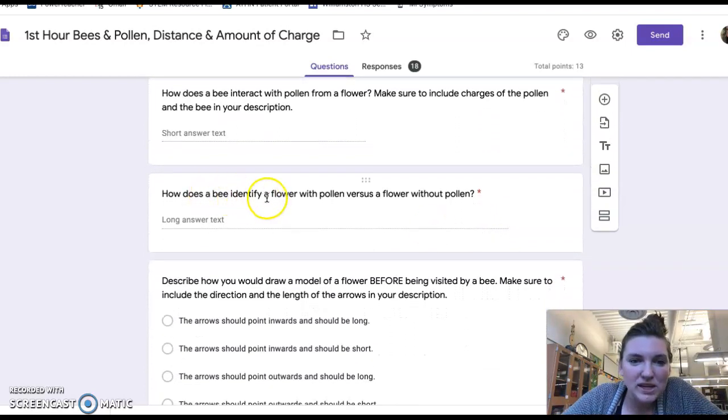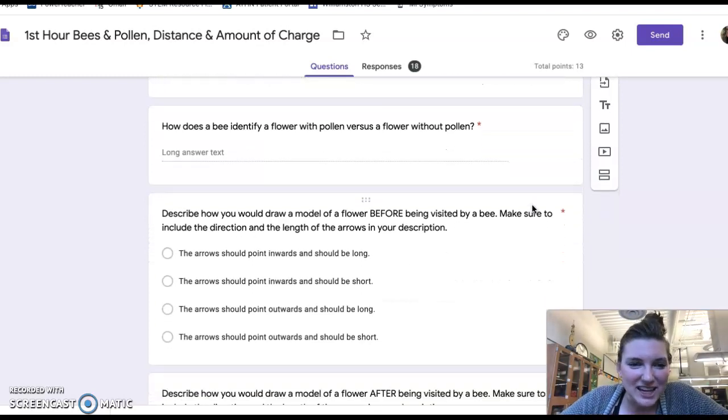So how does a bee identify a flower with pollen versus a flower without pollen? A bee is sensing those electromagnetic fields. Isn't that cool? Just like they can see frequencies of light that we can't see, they can also detect electromagnetic fields that we can't detect either, at least not consciously, right?